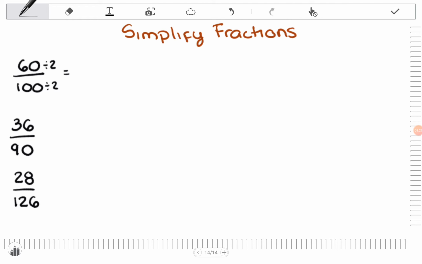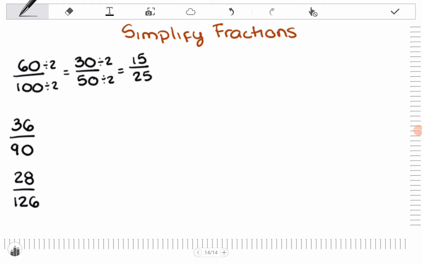So we have 60 divided by 2, which is going to be 30. And we have 100 divided by 2, which is going to be 50. Now, once again, both numbers are divisible by 2. So I can divide these two numbers by 2 and 2. Remember, when simplifying, you need to keep simplifying until we get to a point in which both numbers are not divisible by the same number, okay? So we have 30 and 50, both are divisible by 2. That's why we're going to keep going, okay? So 30 divided by 2 is 15, and 50 divided by 2 is 25.